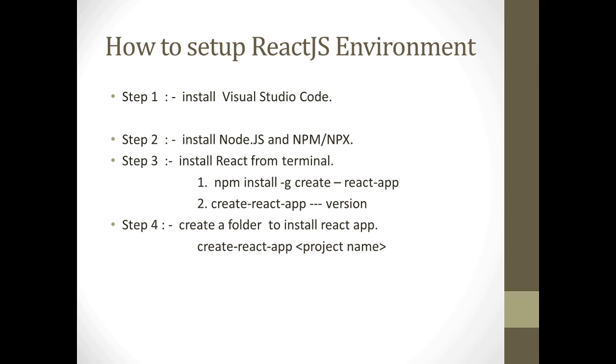So just write npm install -g create-react-app, and after some time you will see that it has got installed in the C drive. And you can check the version by writing create-react-app --version. After writing it, once your installation is complete, you can see the version.